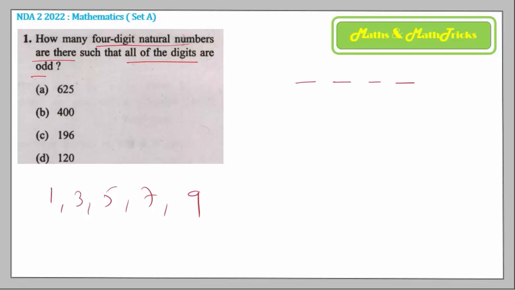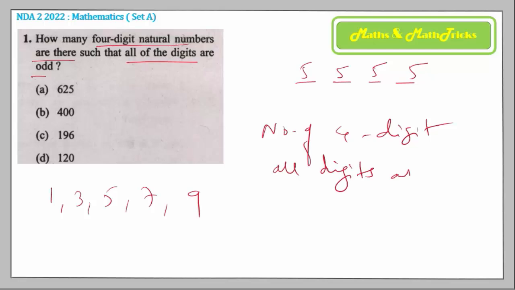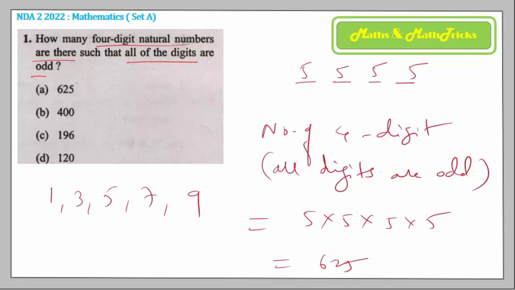Now any one digit can be chosen to fill the ones place as well as tens place, hundreds place and thousands place. So the number of 4-digit numbers with the criteria that all digits are odd is equal to, for each place, 5 ways to go ahead with. So 5 into 5 into 5 into 5, 4 times, that is 25 into 25, which is 625. So the answer is option A.